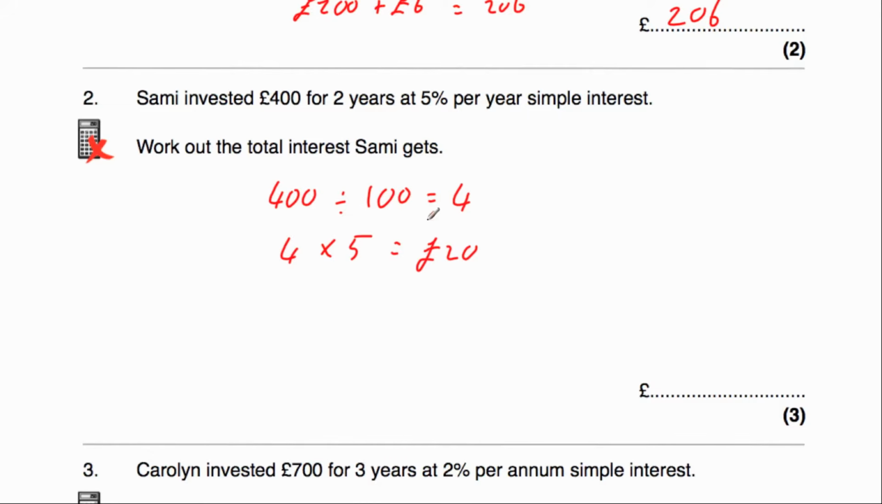Now Sammy has the money invested for 2 years, so we do 2 times £20, and that is equal to £40. So that means Sammy's going to receive £40 interest altogether. The question asks us to work out the total interest Sammy receives. That's going to be £40. Okay, let's have a look at question 3.